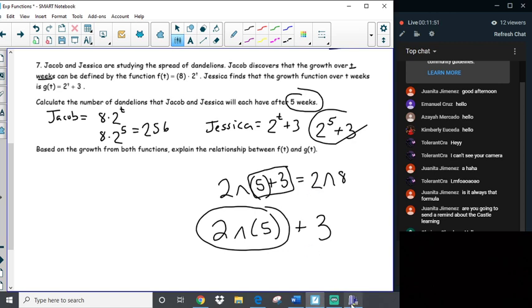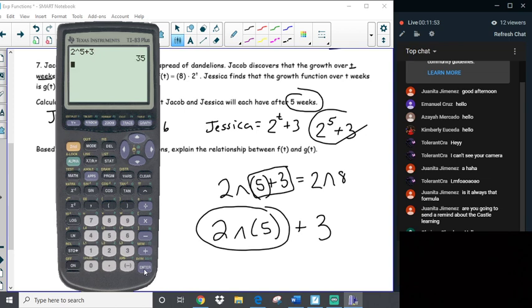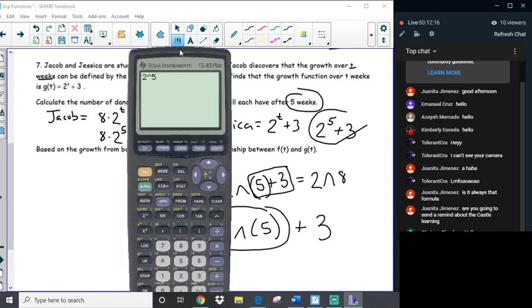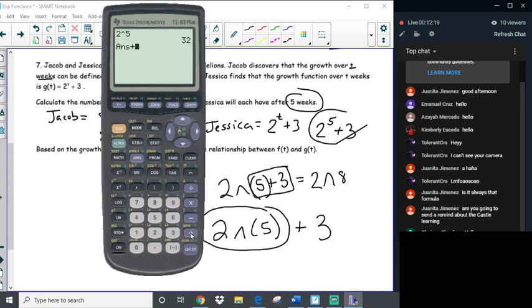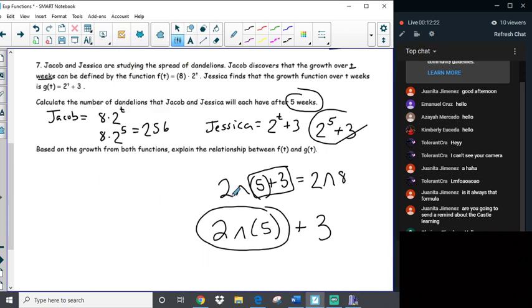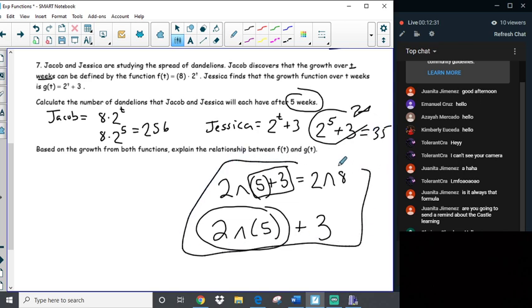So when I go to put it in my calculator, this, watch, gives me 35. But if I did this, 2 to the 5th power plus 3, oh, it gave me the same answer. Oh, I've got to be careful. Now I just did all that for nothing. 2 to the 5th plus 3 equals 35. Everything I said, just keep in mind, because I'm going to show you that in a second.